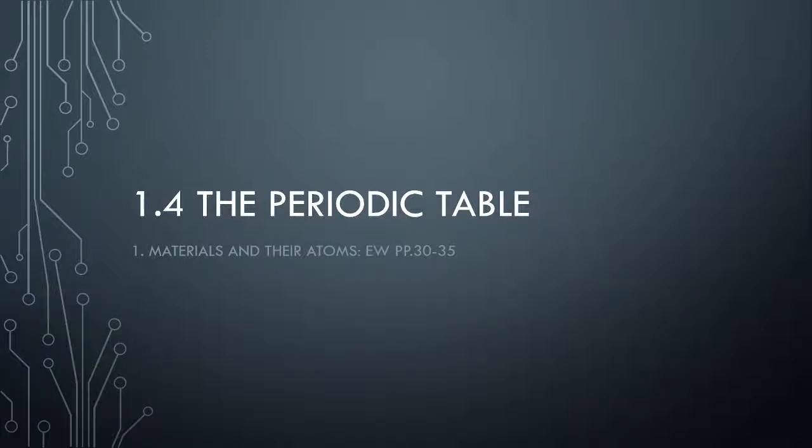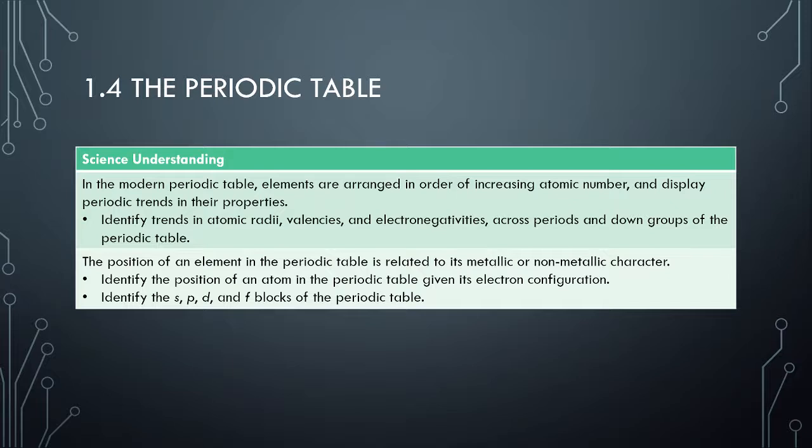Okay, so this is the third video of the 1.4, the periodic table. In this video, we will be looking at the second box in this science understanding: the position of an element in the periodic table is related to its metallic or non-metallic character. We'll be identifying the position of an atom in the periodic table given its electron configuration. And we will also be identifying the S, P, D, and F blocks of the periodic table, which we have kind of done, but we'll look at this in this video.